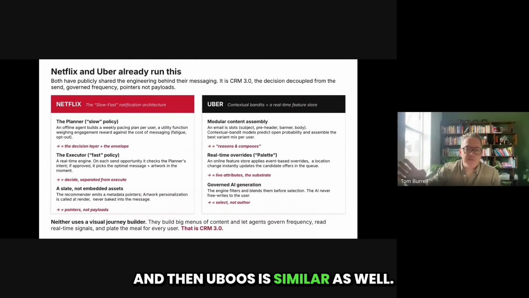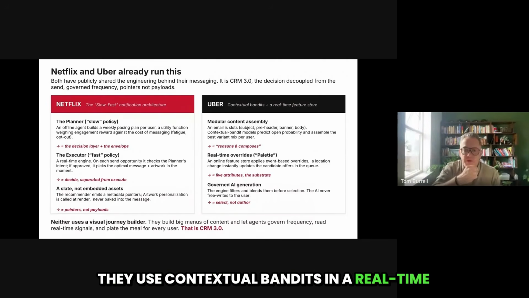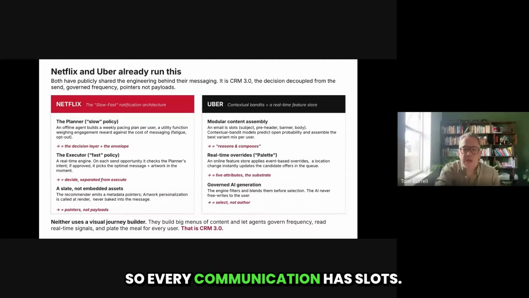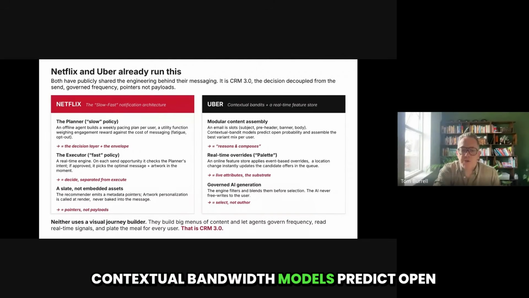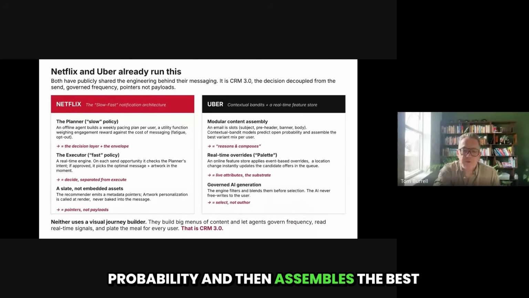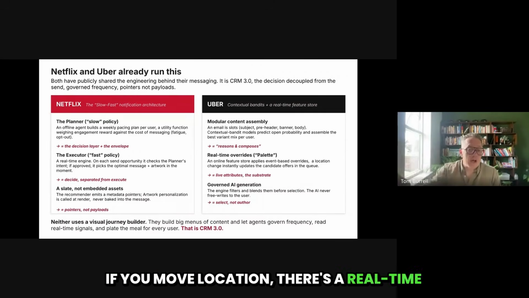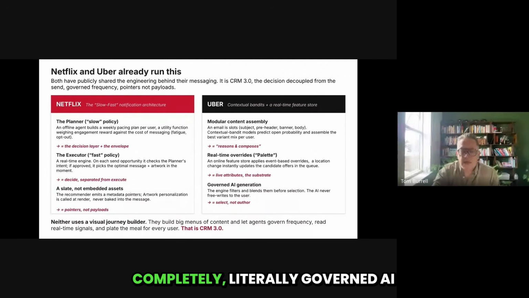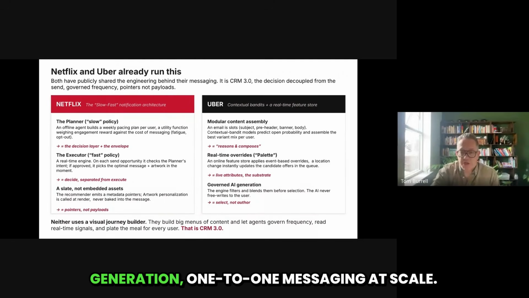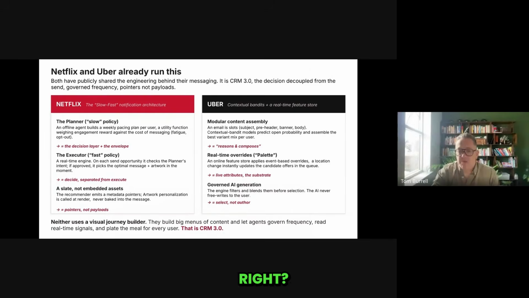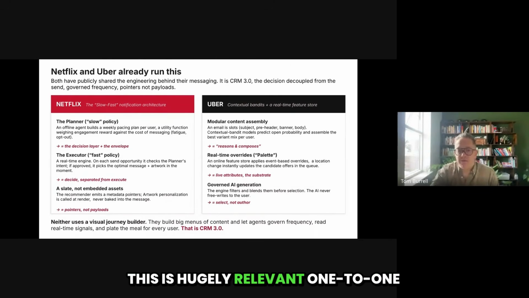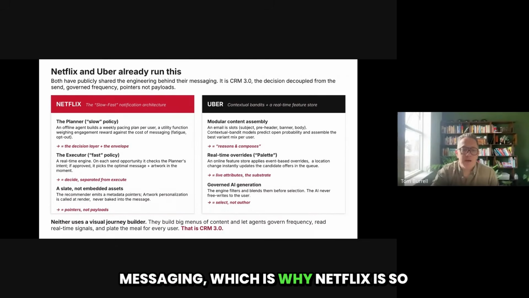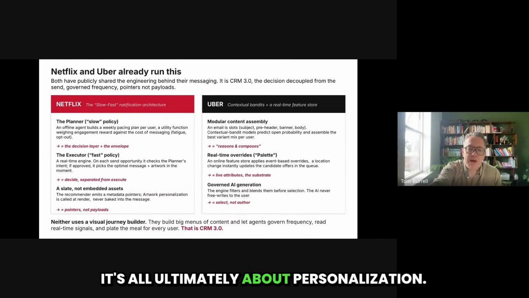And then Uber is similar as well. They use contextual bandits and a real-time feature store. So every communication has slots. Contextual bandit models predict open probability and then assemble the best variant for every individual user. If you move location, there's a real-time override, and it changes what it's going to include within the message for you. Completely and utterly governed AI generation, one-to-one messaging at scale. I mean, Netflix has over 400 million customers, right? This is hugely relevant one-to-one messaging, which is why Netflix is so successful. It's all ultimately about personalization.